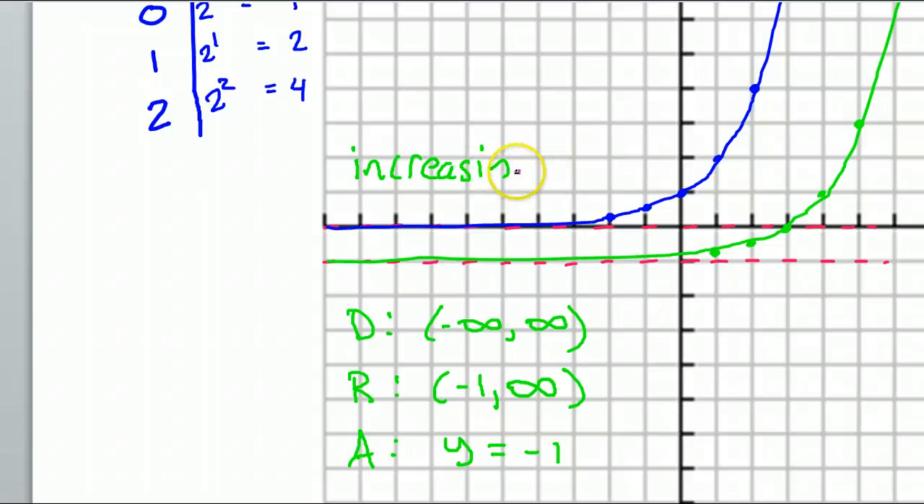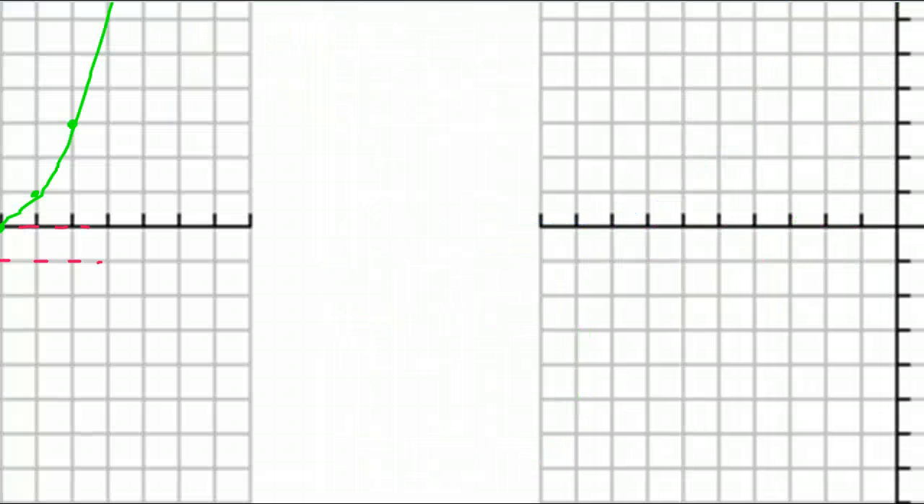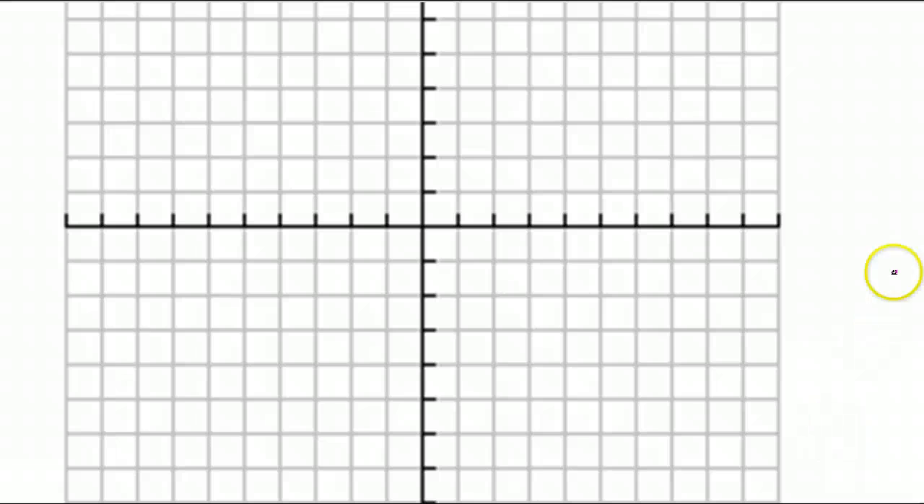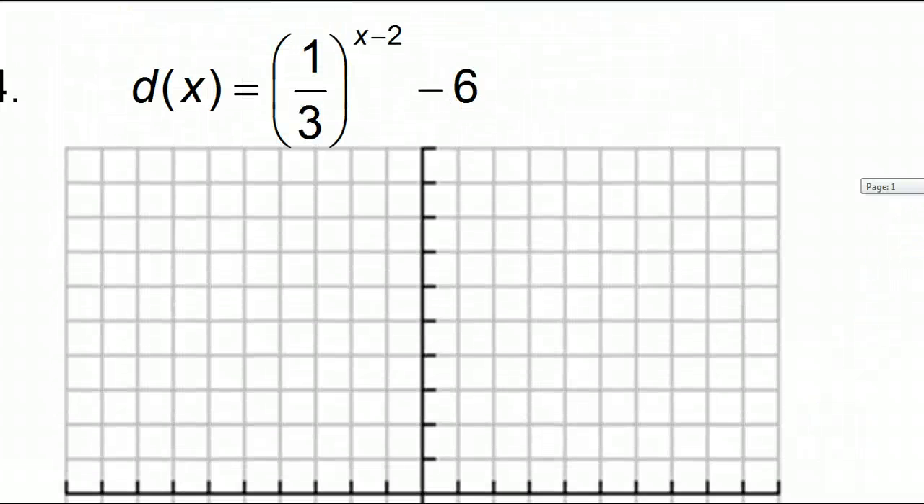Increasing, what am I, country now? I guess this is Georgia. But I meant to say increasing, because I'm a Yankee. Alright, let's move on.